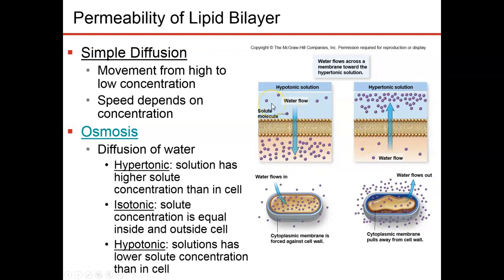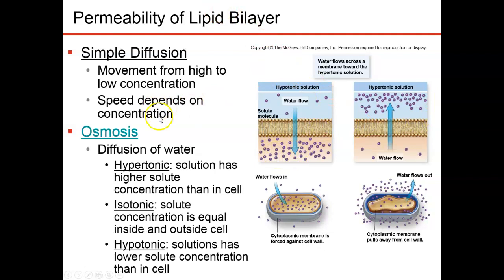So in a hypotonic solution, the solution has lower solute concentration than the cell. So there's less solute out here, more solute in here. Water moves in, causing the cell to swell up.